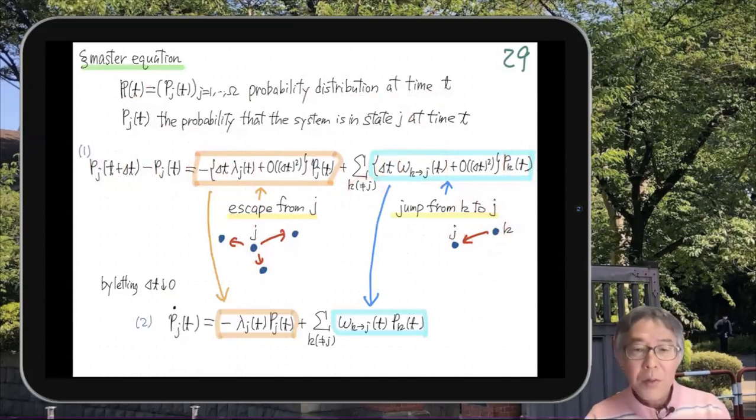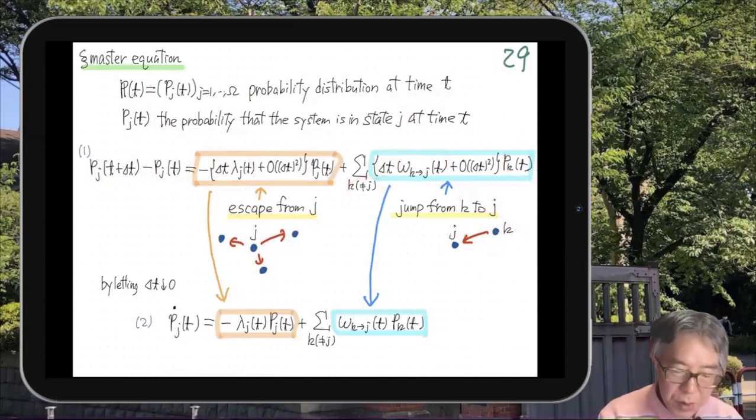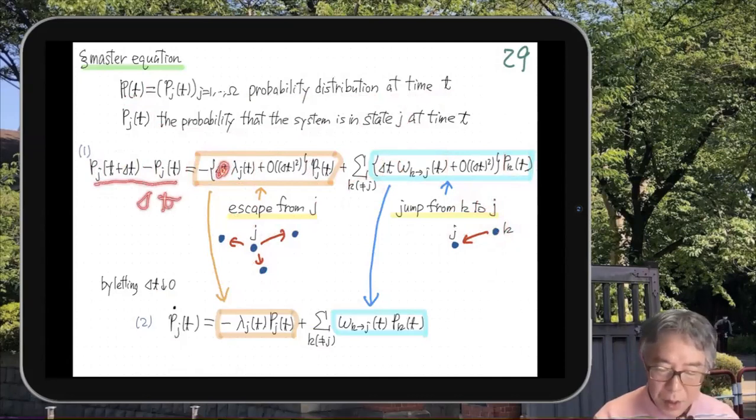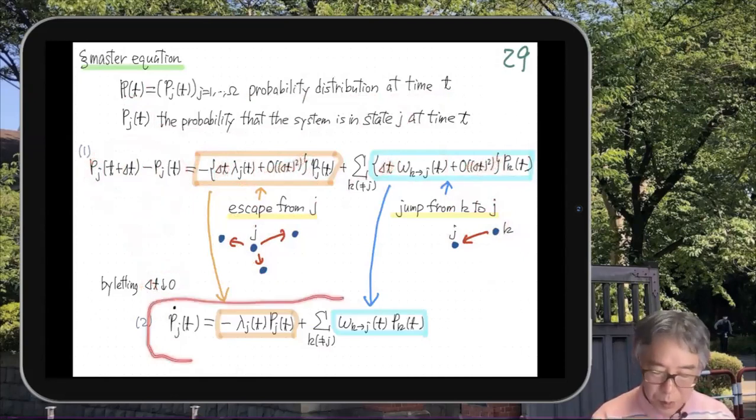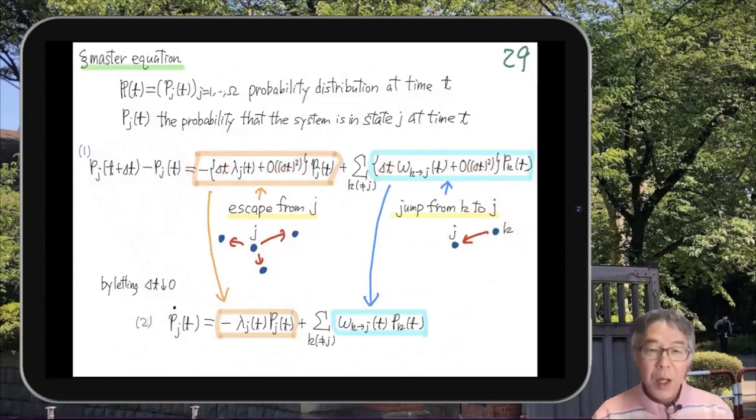Good. Now, what you are going to do is clear. You divide everything by delta t. This goes away. This becomes delta t. This goes away. This becomes delta t. And you take the limit delta t goes to 0. And of course, this becomes the time derivative. And this goes away. This goes away. And you simply get this simple differential equation. And this is called the master equation.